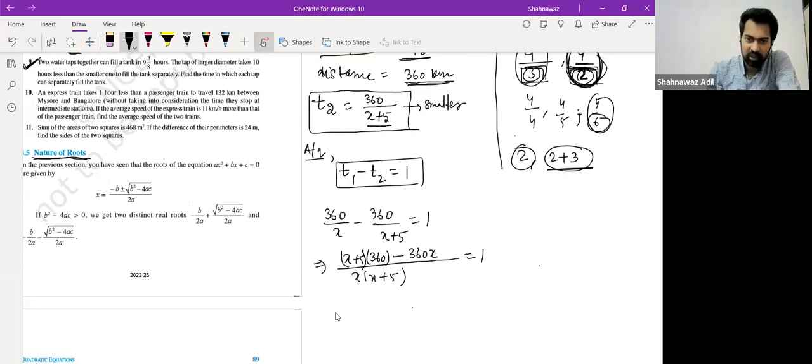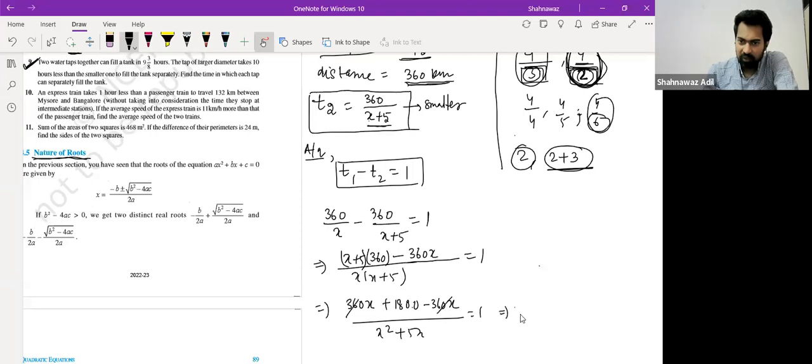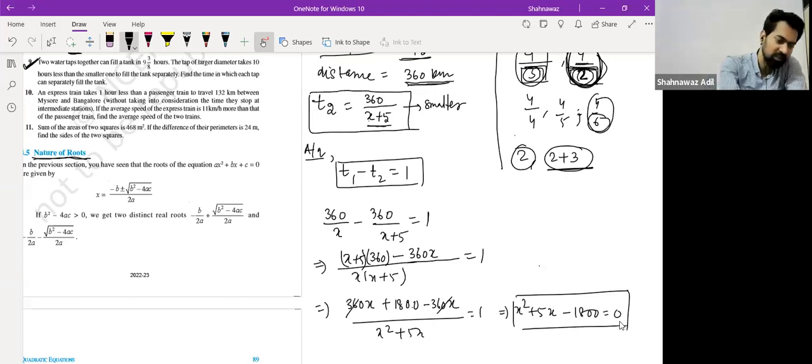So this equals 1. 360x plus 360 into 5 is how much? And this is 360x. This is x squared plus 5x, this is 1. This cancels, and we have x squared plus 5x minus 1800. So this is the equation that we have to solve.